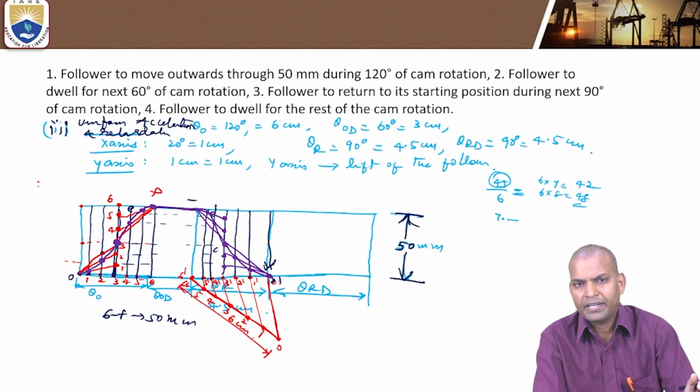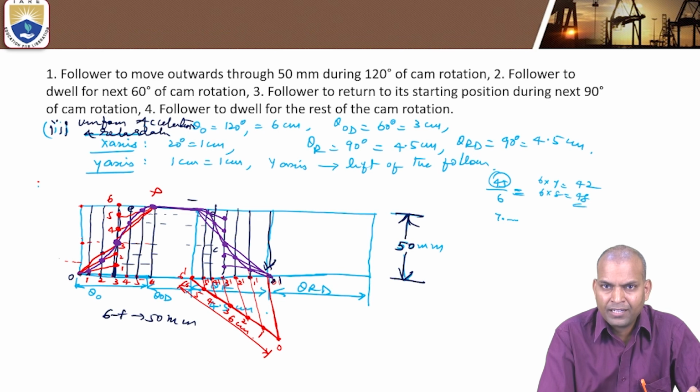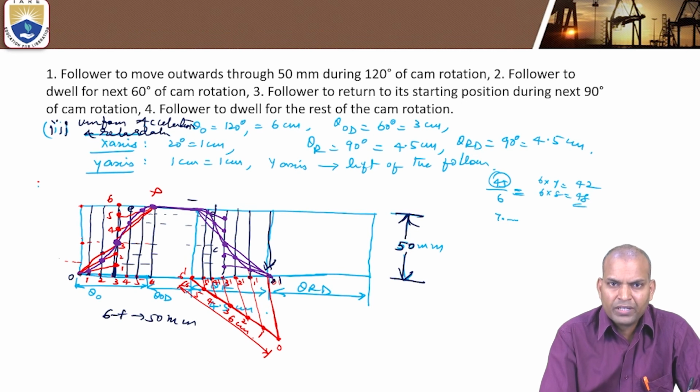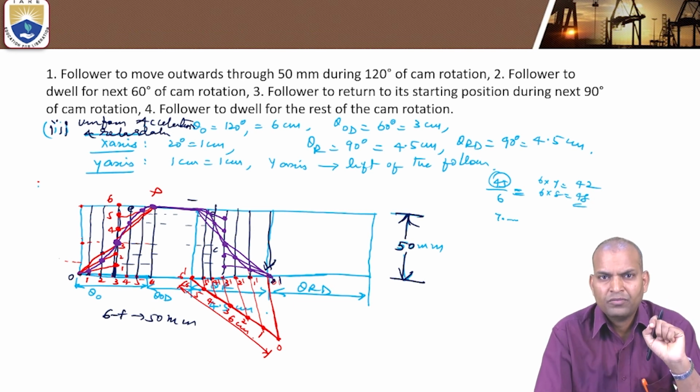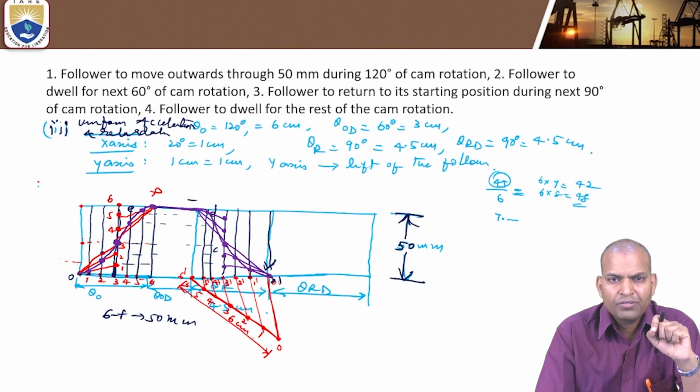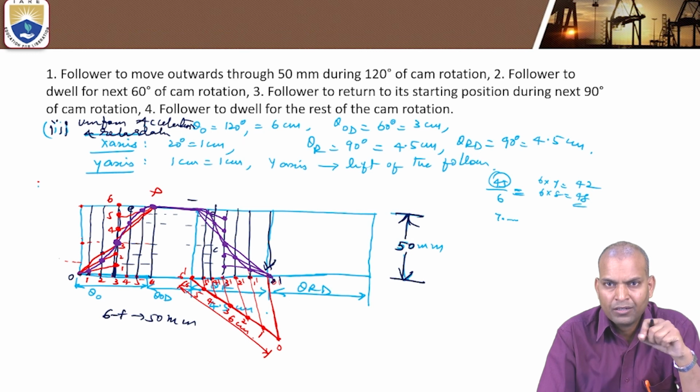So with this, we have studied 3 cases of how to draw the displacement diagram. The main thing is that during outstroke and return stroke, it is the same motion. If we consider outstroke is uniform velocity, the return stroke is also uniform velocity. When the follower is having uniform velocity motion, what is the displacement diagram? When the follower is having simple harmonic motion, what is the displacement diagram? When the follower is having uniform acceleration retardation, what is the type of displacement diagram?